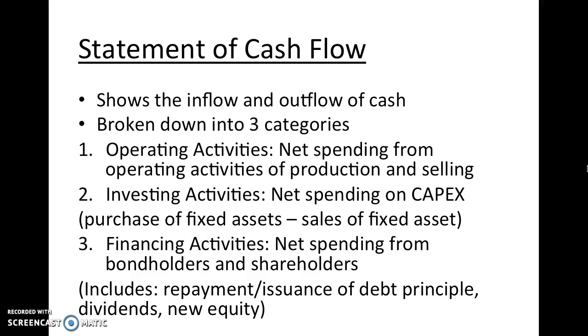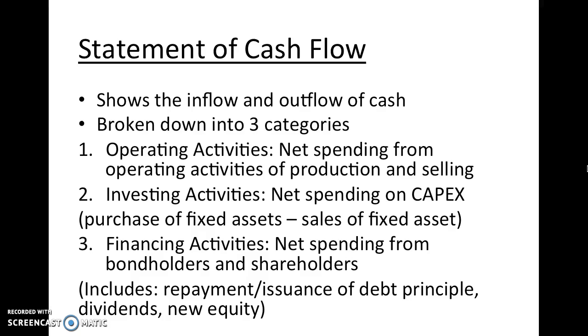So we're typically looking at things like inventory, accounts receivable, accounts payable, expenses, depreciation. These are all things that will fall under operating activities. We'll look at investing. It's net spending on CapEx, or net spending on capital expenditure. What does that mean? The purchase of fixed assets minus the sale of fixed assets.